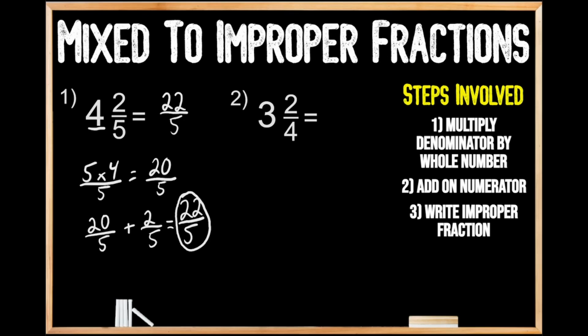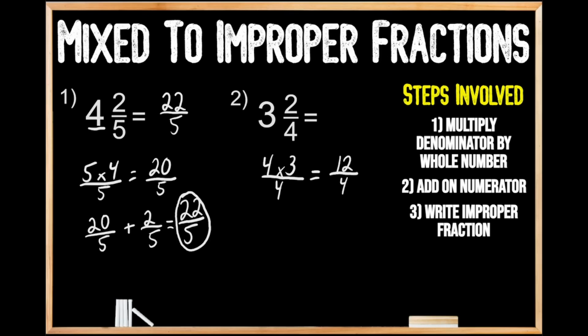So now we're going to move on to question number 2, where this time we're being asked to convert the mixed number 3 and 2/4 into an improper fraction. So we'll remember that our first step is to multiply the denominator by the value of our whole number. And in this case, we have a denominator of 4 and we have a whole number of 3. And just like we did the last time, we're going to keep our denominator there just so we remember it. And then we're going to multiply 4 times 3, which we know gives us 12. And we still have the denominator of 4, so we have 12 fourths.